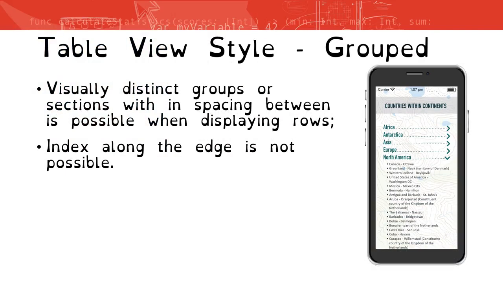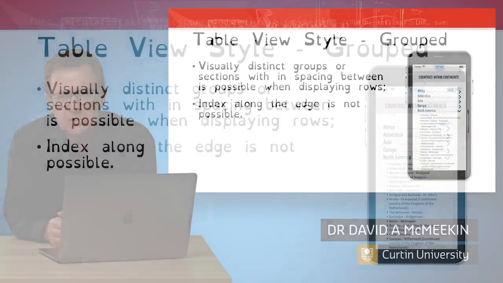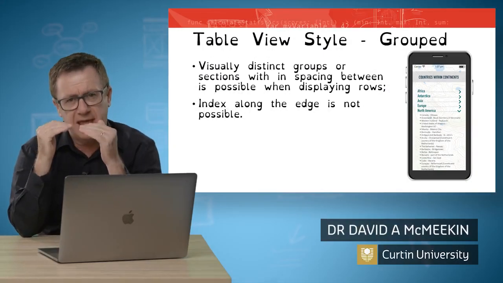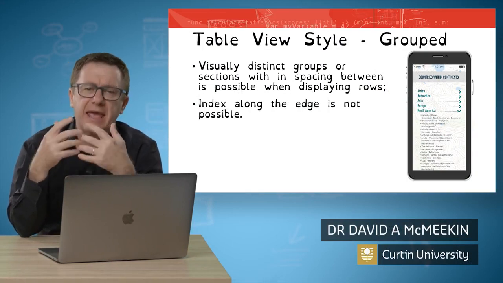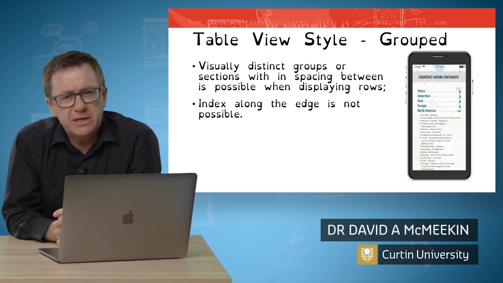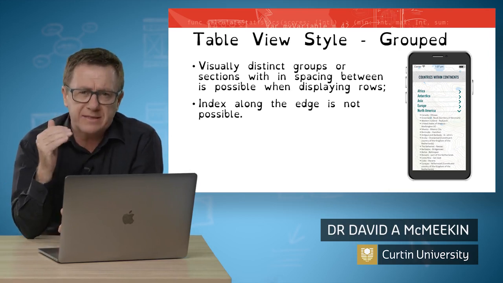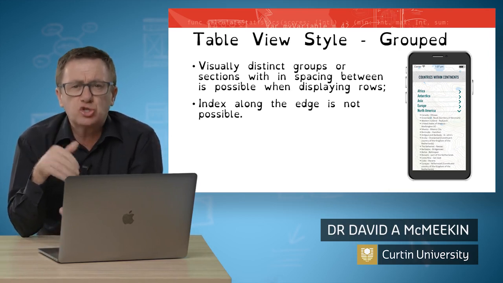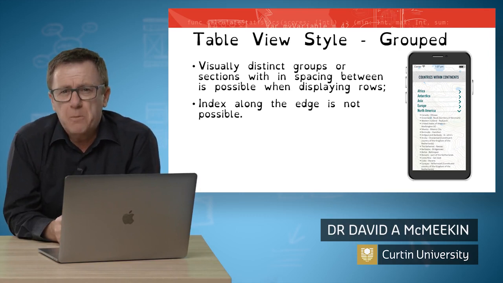The second style is the grouped style. Now, this one is visually distinct. And what do I mean by that? It visually distinguishes between groups and sections in spacings. Okay, so we can separate out the rows and add some more information. It makes it great for when we want to break things up into sections so that the user can see more clearly what area of their app they're working in.